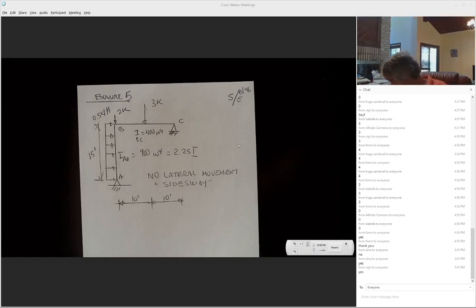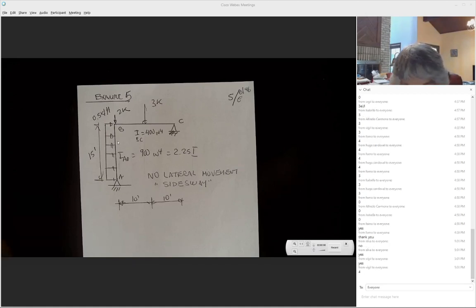The second part of the problem. Member AB, 4EI over L or 3EI over L for member AB. 4EI or 3EI over L for member AB. I hope you're still there. 13 more minutes. What is it for this member, for this column? 4 or 3?